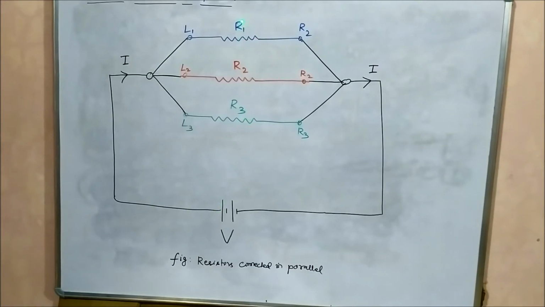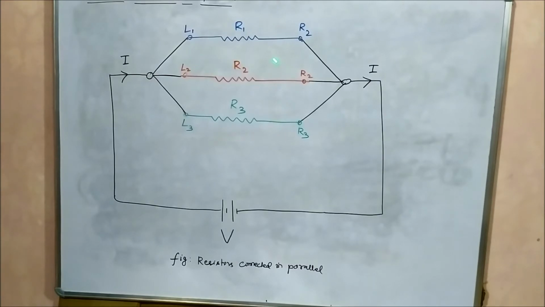In series connection of resistors, the current flowing through each of the resistors was the same. Here the voltage across each of the resistors is the same. In parallel connection, the voltage across the parallel connected resistors is the same. In series connection, the current flowing through the series connected resistors is the same. So this is one of the fundamental differences between series and parallel combination of resistors.